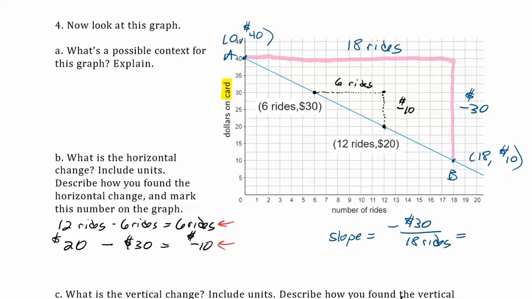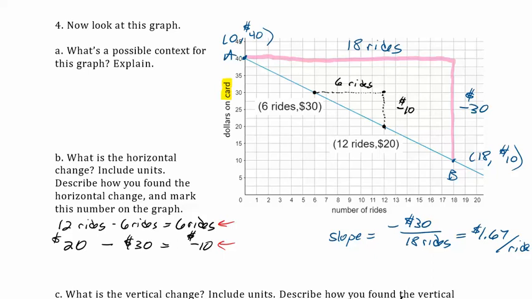30 divided by 18, punch that into your calculator. You guessed it, it is 1.66666, which I will round to $1.67 per ride. That is the main characteristic of a linear equation. You could pick any 2 points, and this rate of change is constant. And that rate of change has a special name called the slope. And it tells us something about the scenario. It tells us how it's changing.